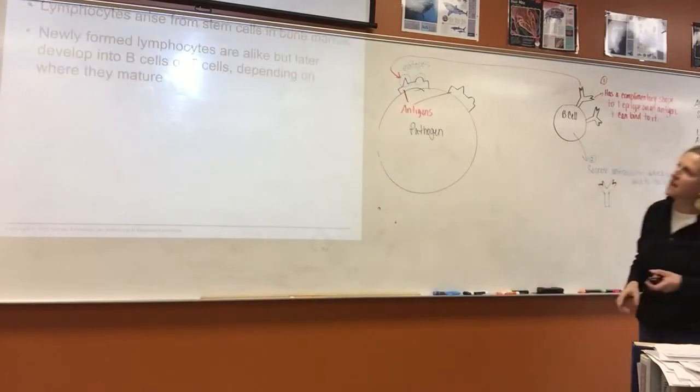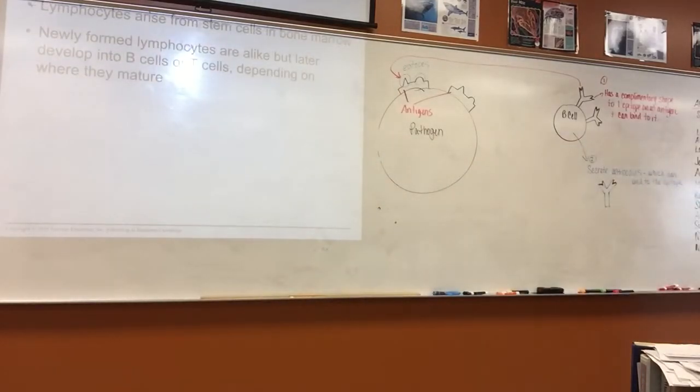So B and T cells. Let's look at some differences and a little bit more in depth about what they do. First of all, their development. Lymphocytes, B and T cells, arise from stem cells in your bone marrow. And these newly formed lymphocytes are alike, but later on develop into B or T cells depending upon where they mature. Stem cells. Anybody know what stem cells are?